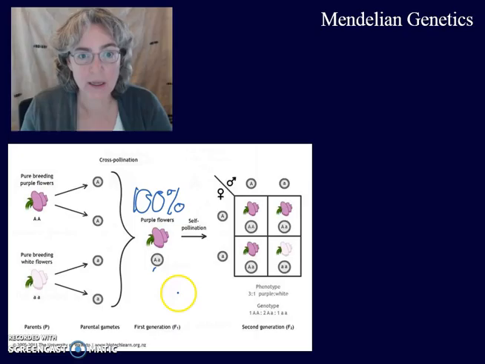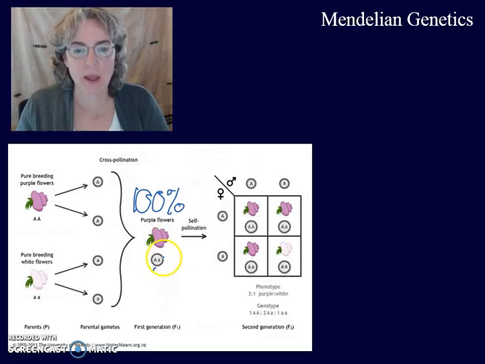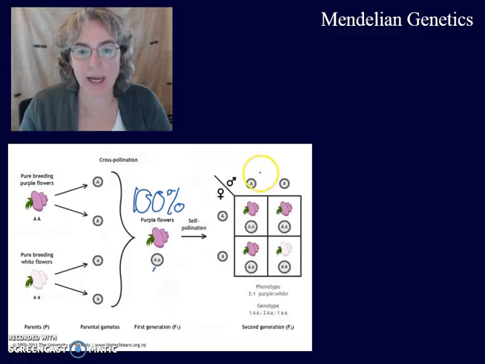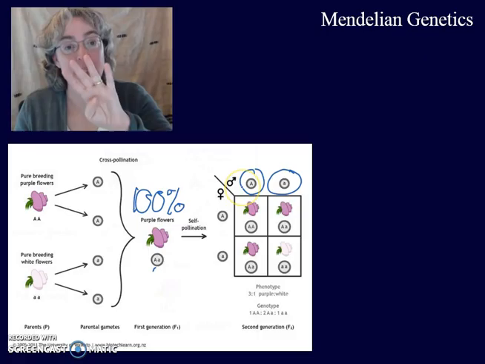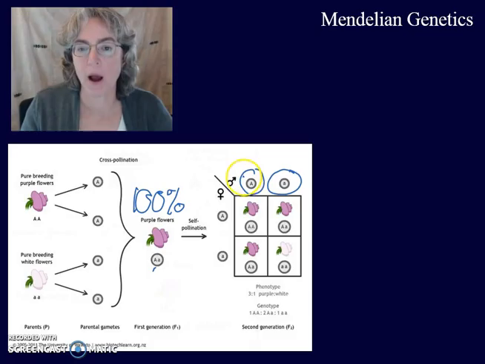Okay, so let's see what happens then. So remember that in meiosis these alleles are going to be separated in meiosis one and then in meiosis two. So what gametes are you going to get when this flower right here makes gametes? It's going to make one gamete with the big A, and here it is right here, and one gamete with the little a. Actually, it's going to make four gametes: two gametes with the big A and two gametes with the little a. But since they're exactly alike, it's okay on this Punnett square to just put one big A and one little a.